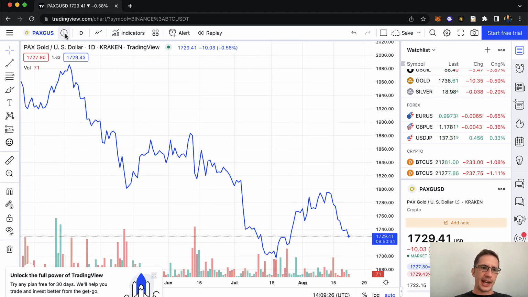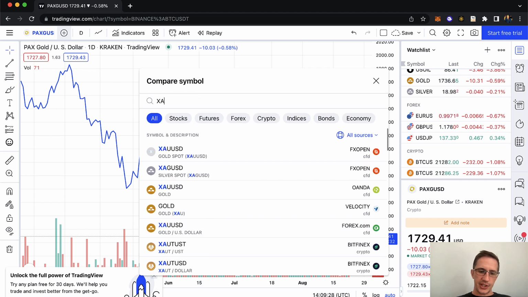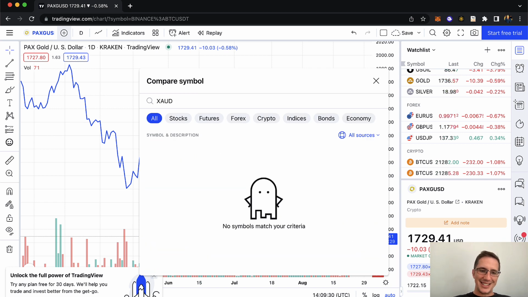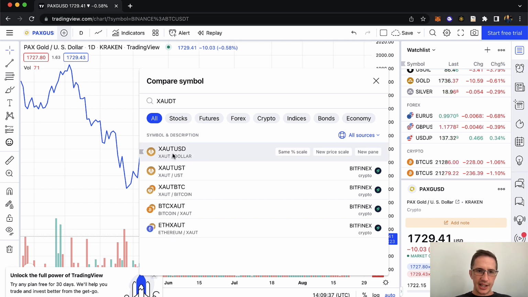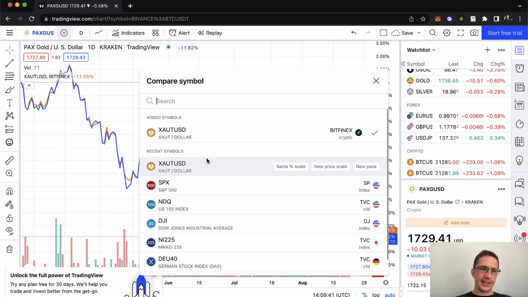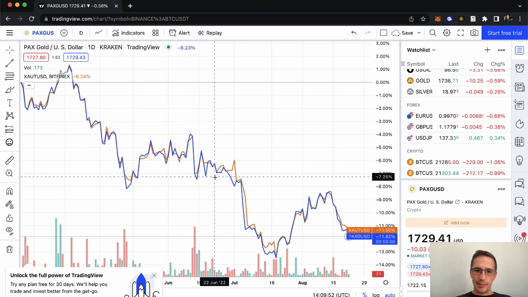Now let's compare that to Tether Gold, which is XAUT USD. And there we go. We've got something. XAUT USD on Bitfinex. Right. So if we go and select that there, ironic that that's on Bitfinex, the only UST gold-backed coin. But anyway, and then there's a third one, which is GLD, but I'll come back to that in a minute.